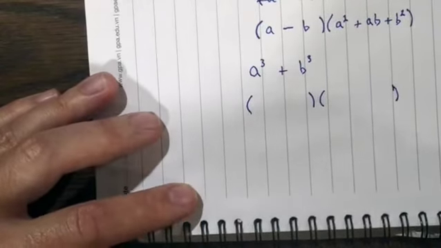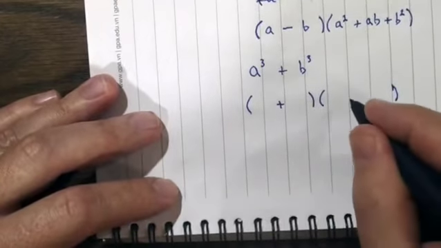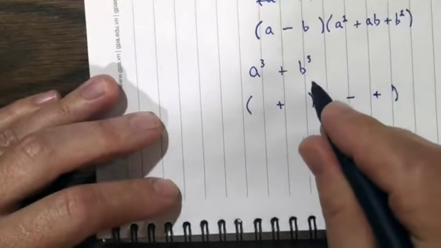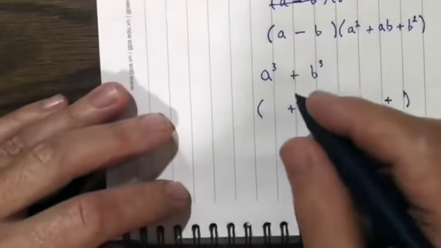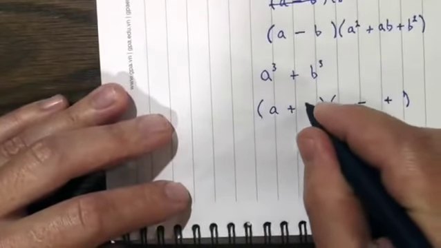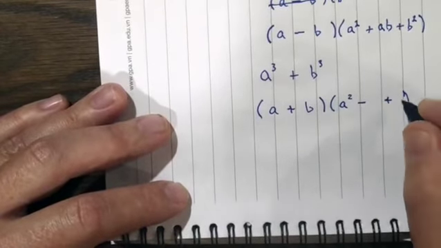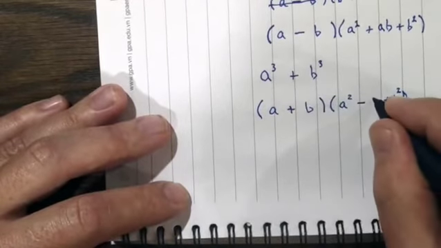For the sum of cubes, the signs are going to be as such, where I have a positive here, a negative, and a positive. And then we go through the process the same way as we did when we were doing the difference of cubes. Third root of both. Third root, then square it. Third root and multiply them by each other.